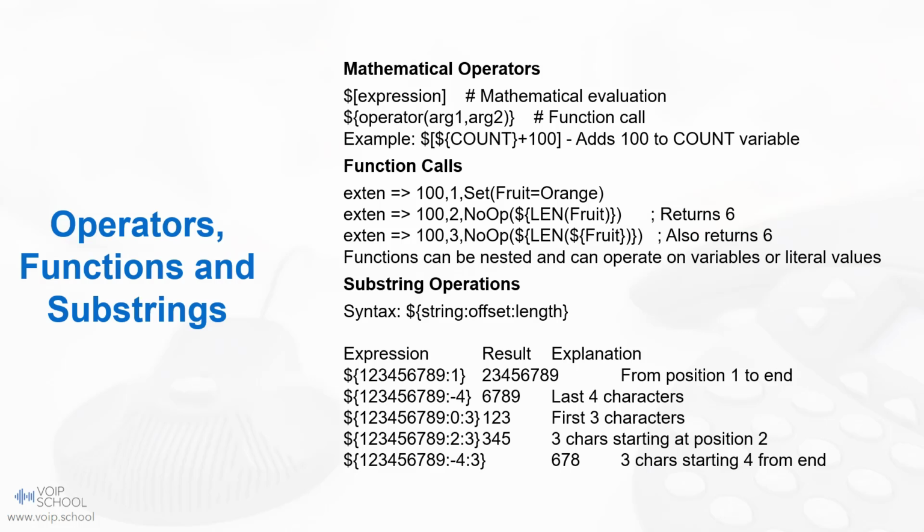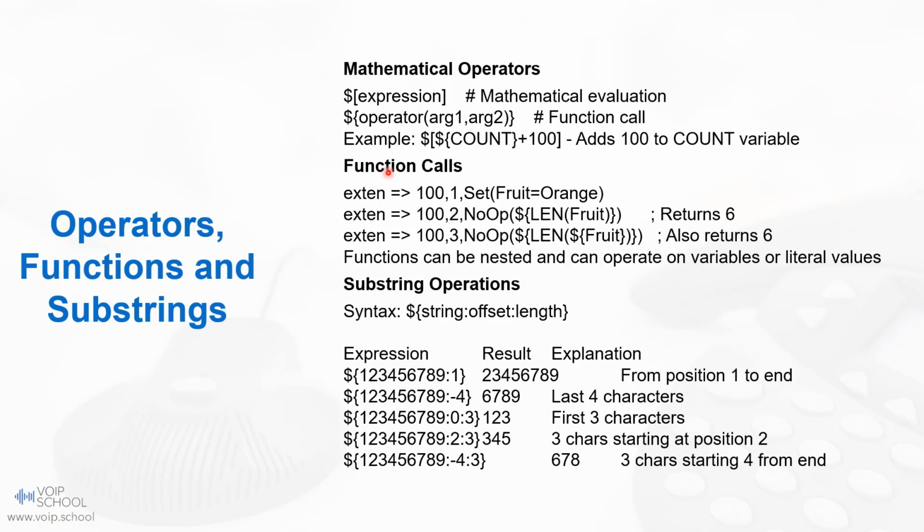In Asterisk, there are several ways to perform operations, use functions, and manipulate substrings. So let's see here, we have mathematical operators. We can use the expression, a mathematical evaluation, or we can use function calls, like operator, argument 1 and argument 2. Here's an example. We are using count plus 100. So we are using a variable plus 100. This adds 100 to the count variable.